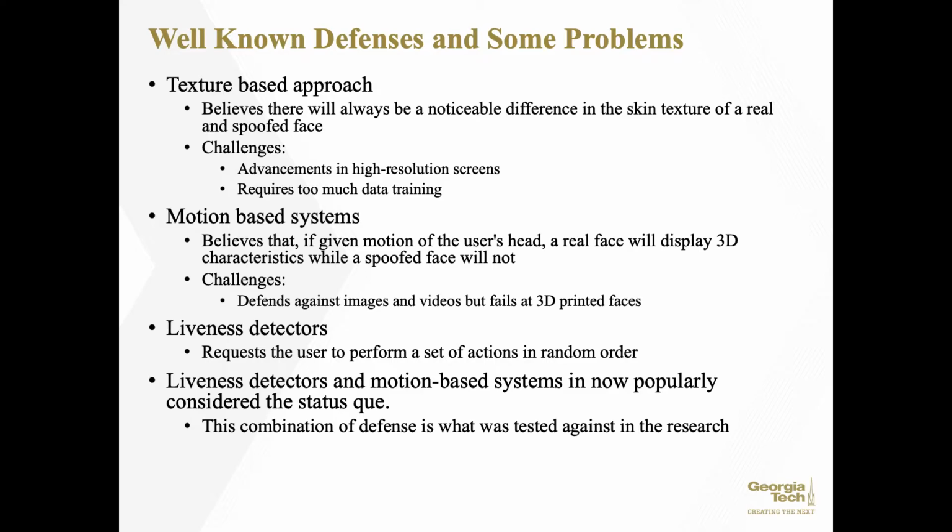The third one is liveness detectors. This requires the user to display a specific expression or perform a specific movement in order to be authenticated. Some systems even give the request or requests in random order. For example, something like raising your eyebrows, smiling, blinking, eye movement, head movement, anything along those lines. Most modern-day facial authentication systems incorporate both motion and liveness detection into the authentication, and for the remainder of this presentation, this combination will be considered the latest form of defense that we will be testing against.